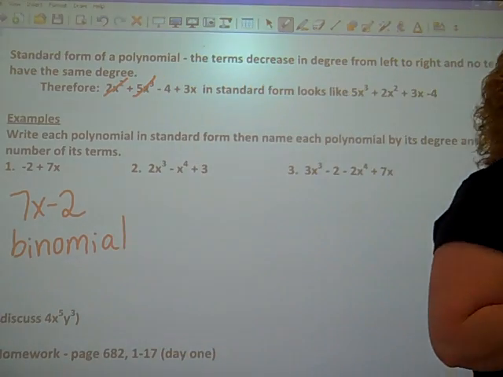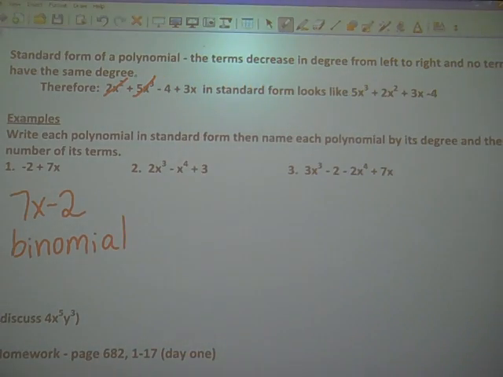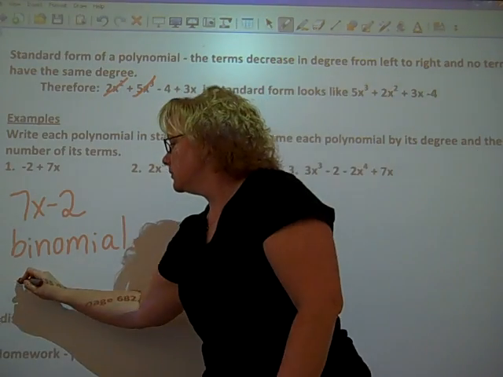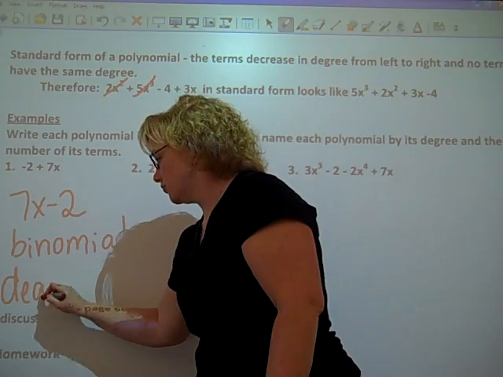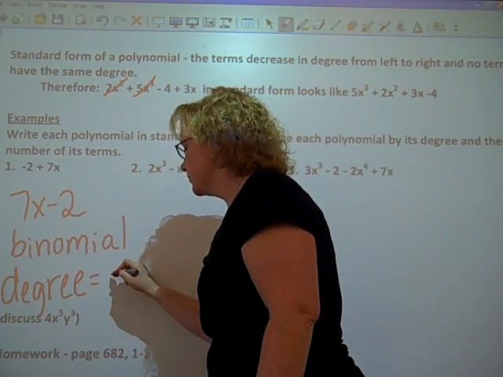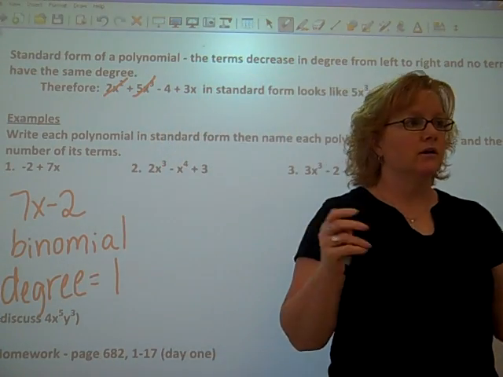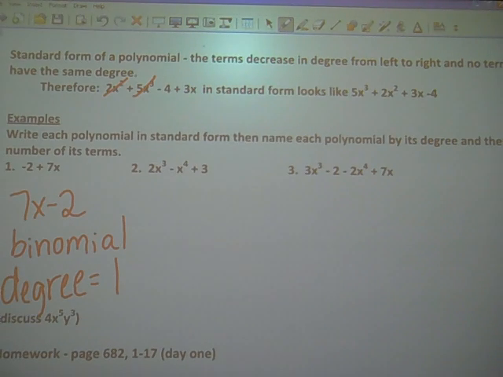And lastly, you need to tell me what degree this polynomial is. What would you tell me, Michelle? 1. Degree 1. I agree. That's it. That's what your homework's going to be like, okay? So let's do number 2 together.